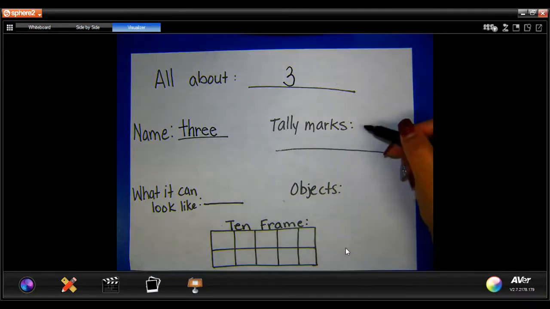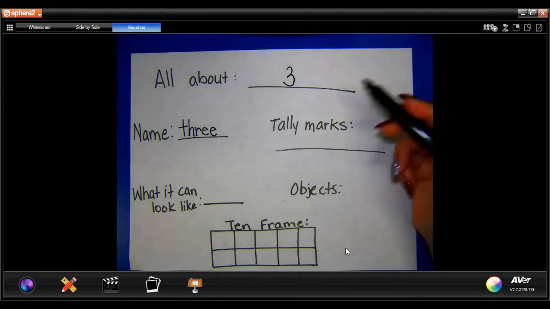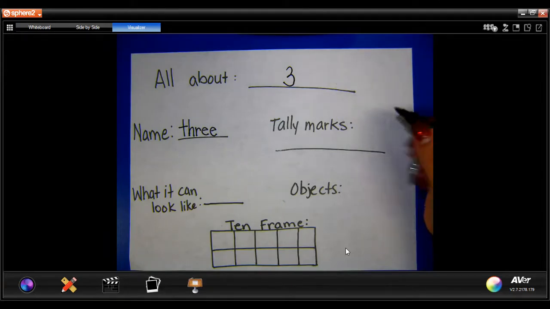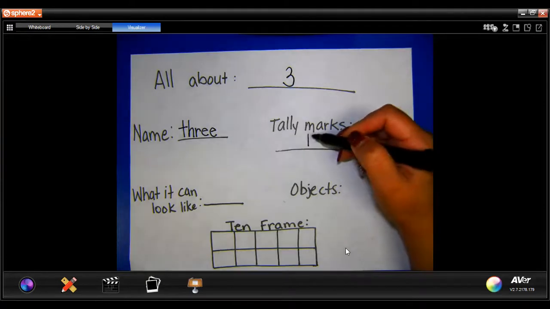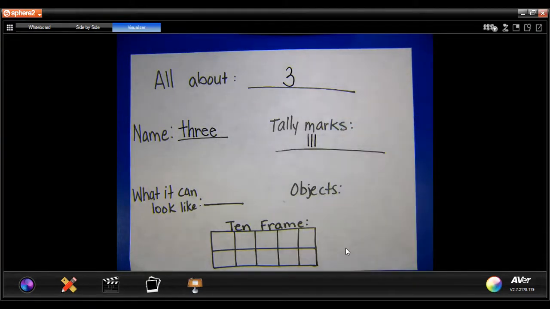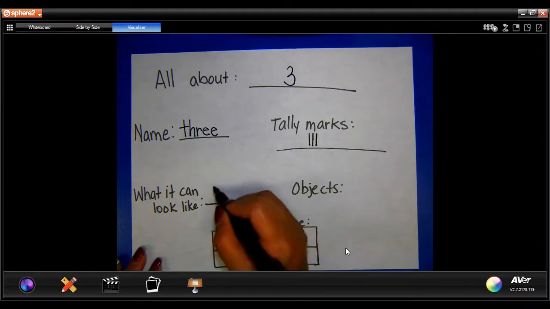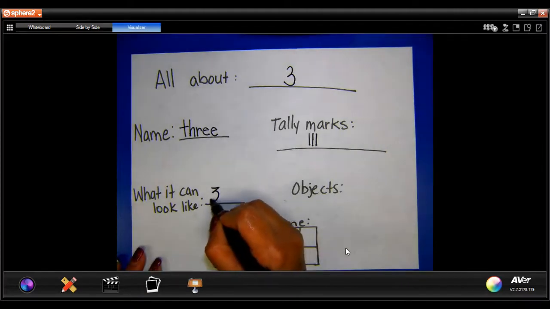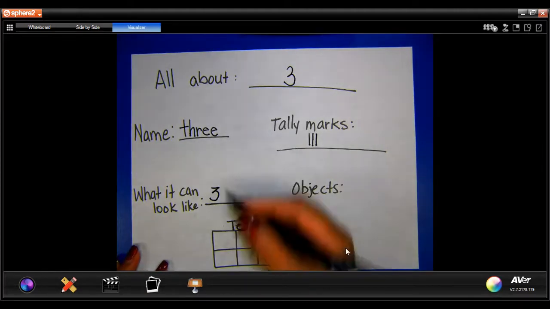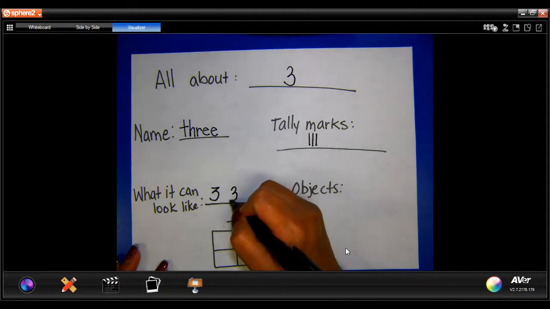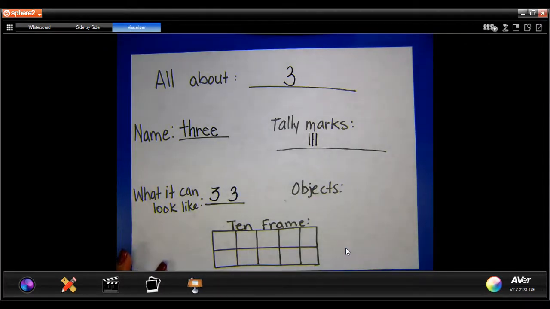And over here, we're going to do tally marks. Remember, we talked about tally marks yesterday. So we have to do 3 tallies. 1, 2, and 3. That's how 3 tally marks look. And here it says what it can look like. So number 3, sometimes you can see it looking like this, or sometimes it's going to look like this. Those are 2 ways to write number 3.